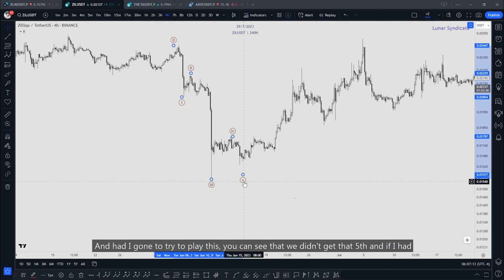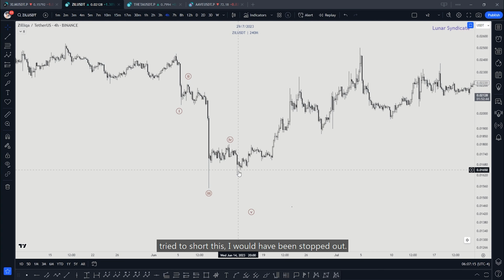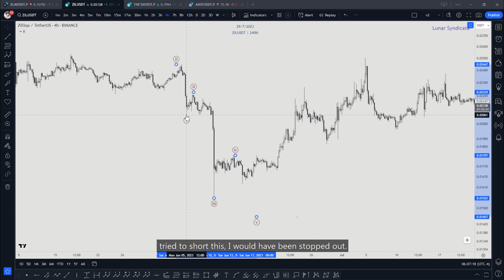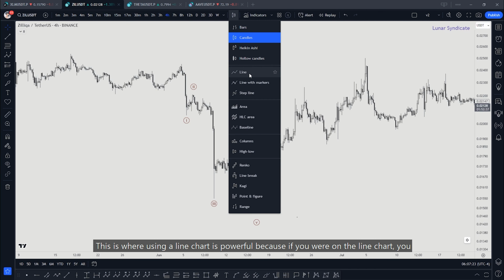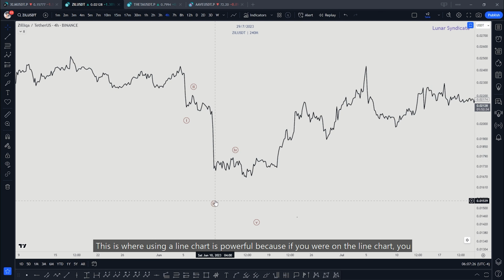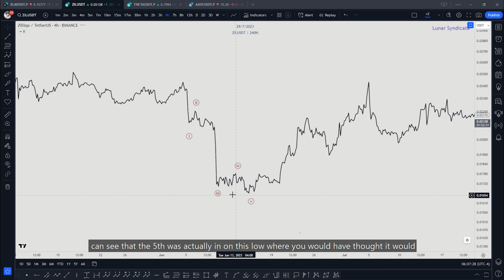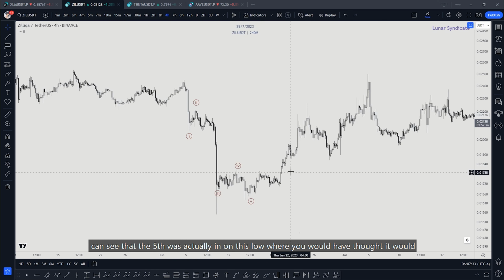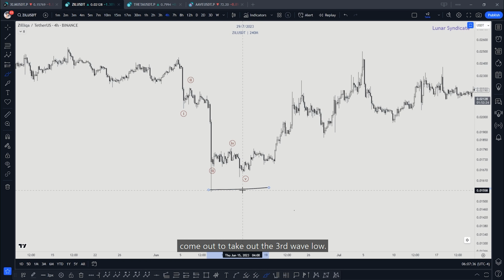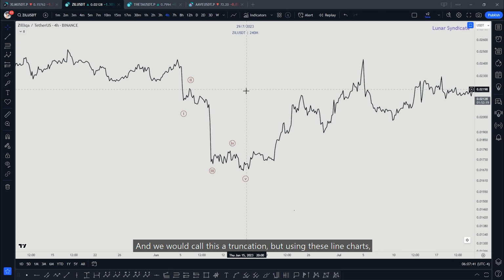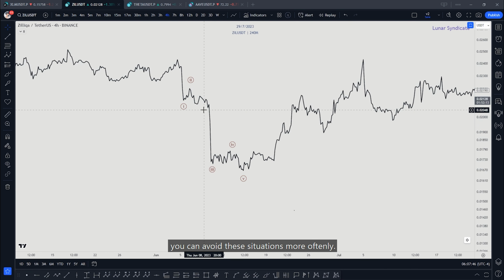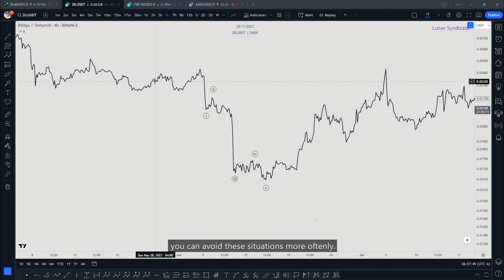And had I gone to try to play this, you can see that we didn't get that 5th, and if I had tried to short this, I would have been stopped out. And this is where using a line chart is powerful, because on the line chart, you can see that the 5th was actually in on this low, where you would have thought it would come out to take out the 3rd wave low. We would call this a truncation, but using line charts, you can avoid these situations more often.